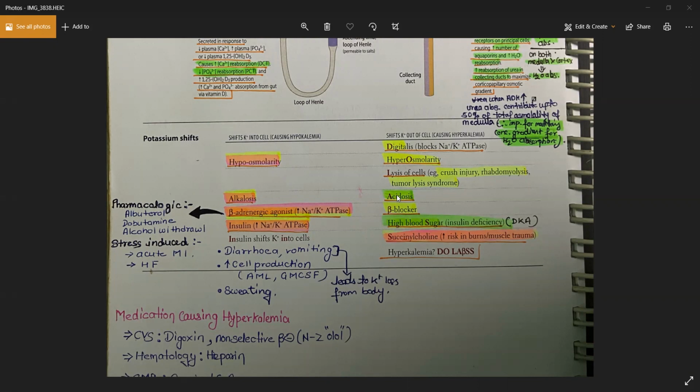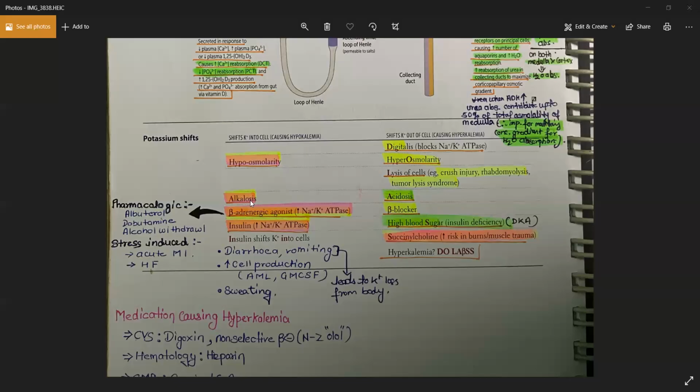I told you acidosis can activate these sodium and hydrogen pumps, right? Secreting all the hydrogen into the tubules and causing the reabsorption of the potassium. So whenever you have acidosis, that will cause hyperkalemia. Similarly, whenever you have alkalosis, that will cause hypokalemia.